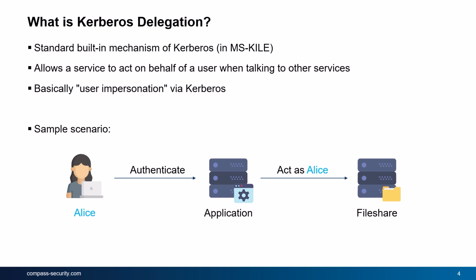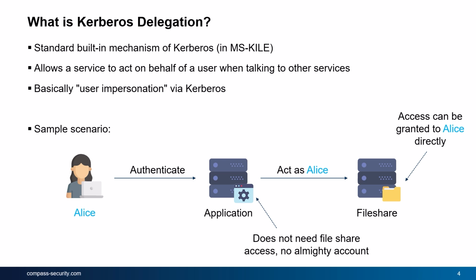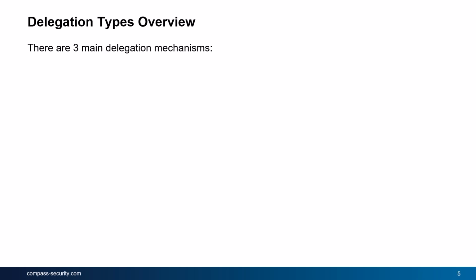So if the application wants to access file shares, it will actually do so in the name of Alice. So the permissions applied to Alice on the file share will be evaluated. This allows us to specifically grant permissions on the files to the respective user, and we will not have to configure an almighty service account on the web application that has access to all the files on the file share. So those are the potential benefits of a delegation scenario.